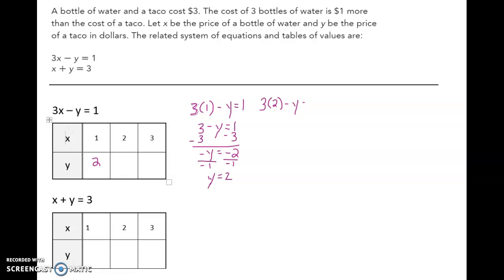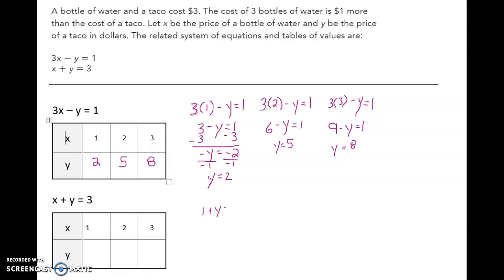3 times 2 minus Y, we put in 2 for X, equals 1. We get 6 minus Y equals 1. Obviously, in that case, Y has to be 5. 3 times 3 minus Y equals 1. 9 minus Y equals 1. 9 minus what equals 1? Y has to equal 8. So we'll put 8 in the table. So we filled out our first table.